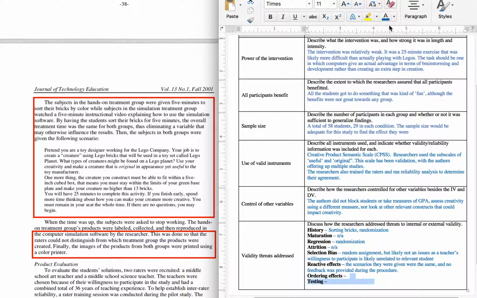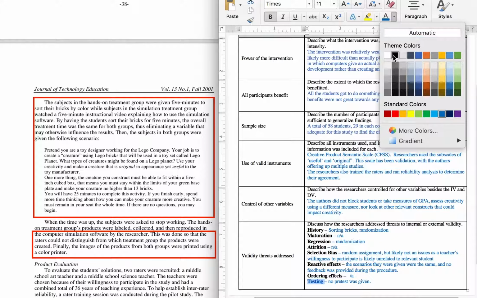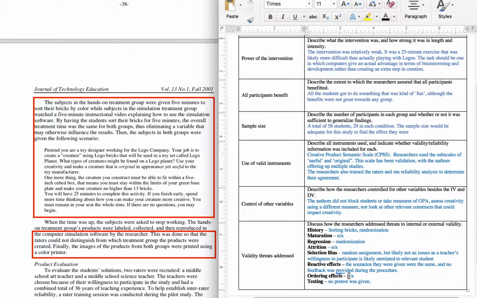Ordering effects, not really a problem. There was only one manipulation, so you don't really have to worry about the order in which that manipulation occurred. If we talk about testing, because no pre-test was given, not an issue. Everyone went through the same amount of time. This is again that whole everyone did something for 25 minutes. So fatigue would have been an equally potential problem for either condition.